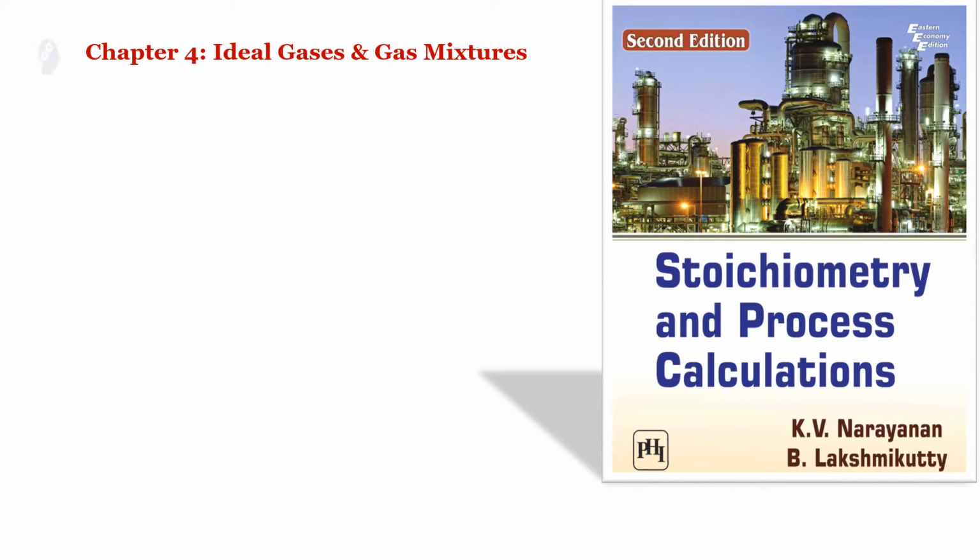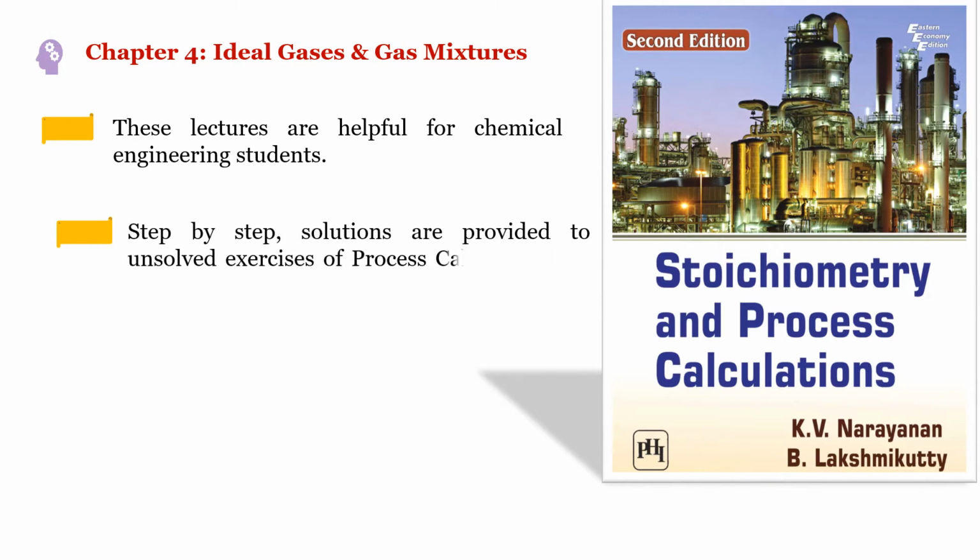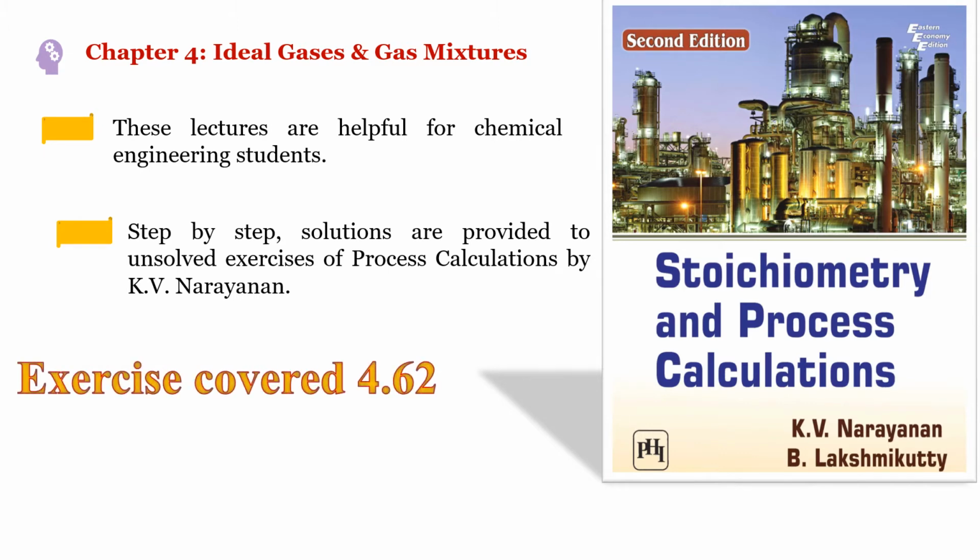In this lecture series, we will solve the unsolved problems of a famous book, Stoichiometry and Process Calculations by K.V. Narayanan. These lectures are helpful for chemical engineering students because it is a core subject for the chemical engineering branch. During the lecture, a step-by-step solution will be provided, and in this lecture, exercise number 4.62 will be covered.